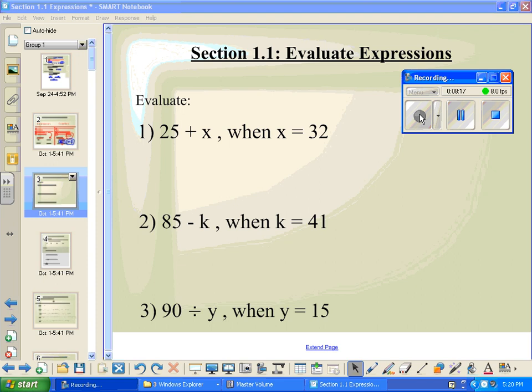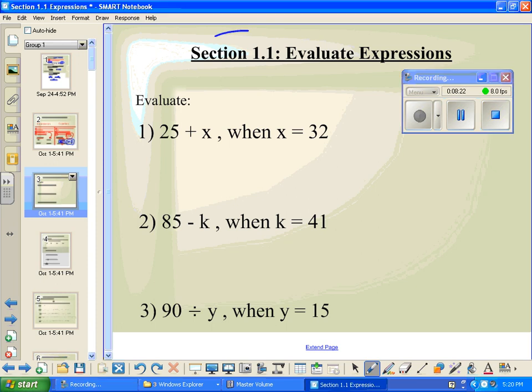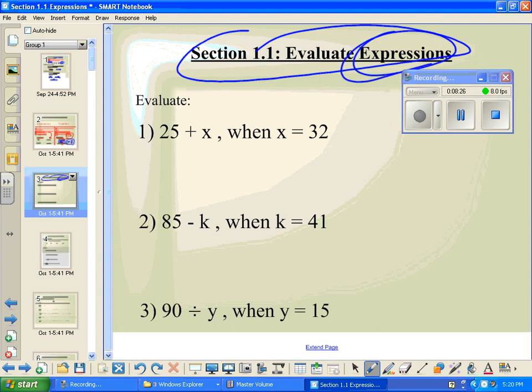For this particular assignment, though, we are going to concentrate more on the expressions. Again, it says evaluate expressions, so this is what we're concentrating on. We'll worry about equations later, but I wanted to make sure we understand the difference between the two. So the problem right here says evaluate. Again, that word we talked about, what are we looking for? We're looking for some kind of value for an answer.